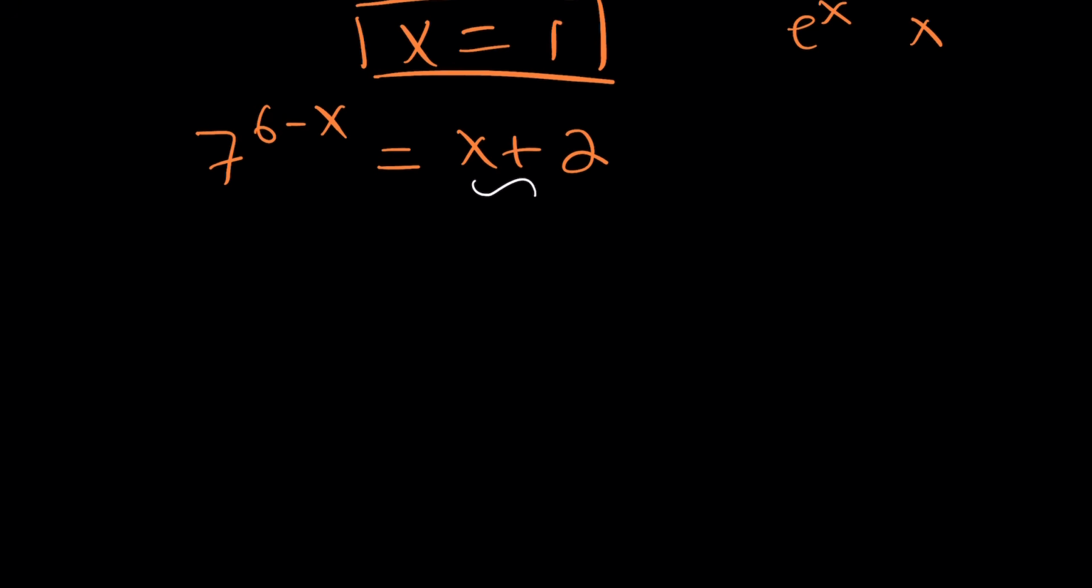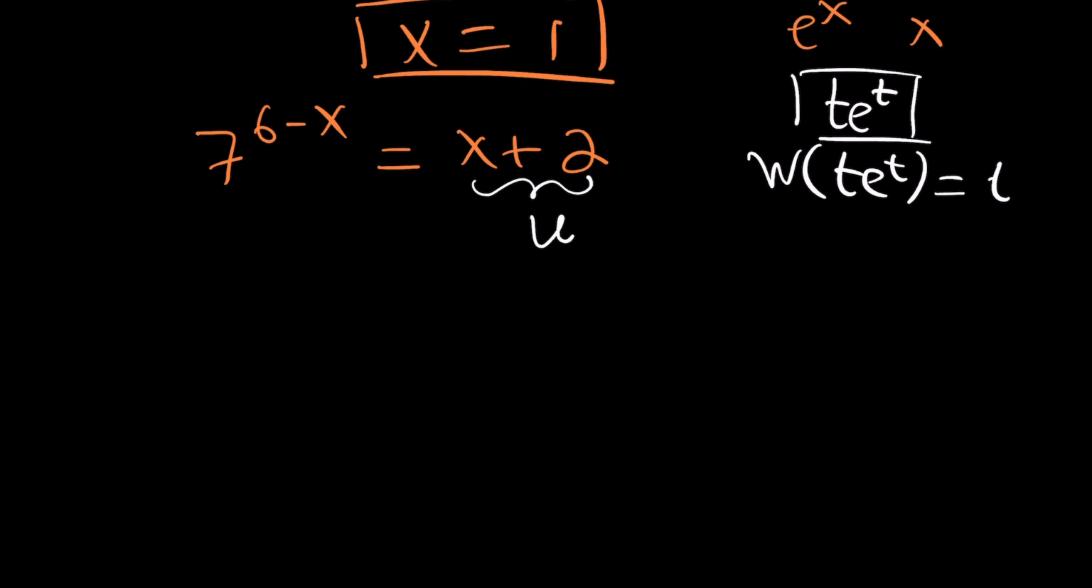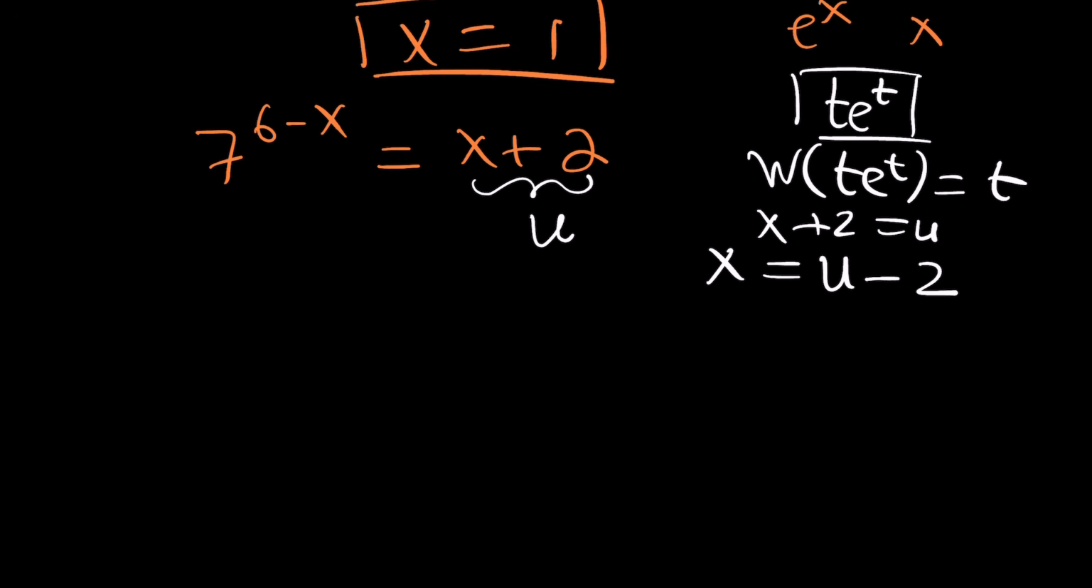So we're going to go ahead and call this expression t. You can call it u as well if you want. Let's go with u because eventually I want to use the t for t e to the t form so I can stick to it. As you know, if you apply Lambert's W function to this, you're going to get t from here. That's why I'm looking for that. Now, by replacing x plus 2 with u, you're basically assuming that x can be written as u minus 2, right? Because x plus 2 is equal to u. Now, we're going to replace this x with u minus 2. So it's going to be 7 to the power 6 minus u minus 2 equals u.